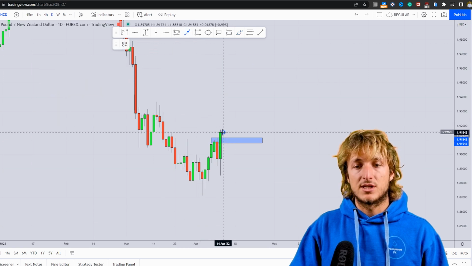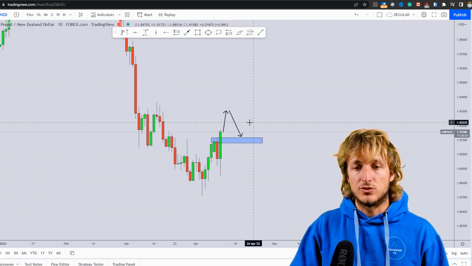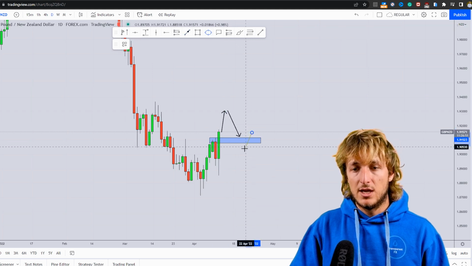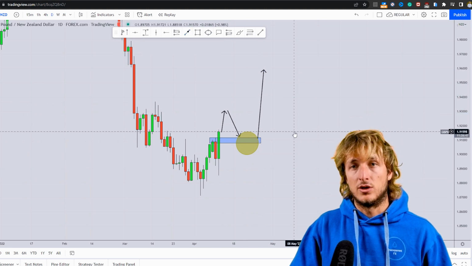Therefore, if the market will successfully manage to complete this impulse and provide a correction to this previous resistance turned support, this would be a very interesting area for a potential longing opportunity.